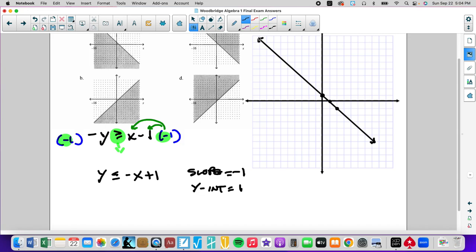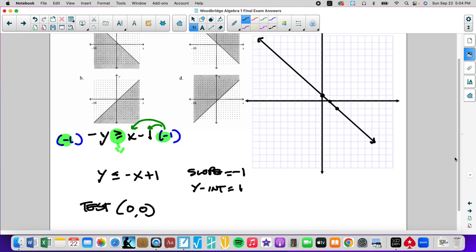I know this line is true. Any point on that line would give me a solution. So I need to figure out which side. If this point is true, then all of the points are true on this side. If this point is false, all of them are false, and this side is true. And I always shade the true. So we test a point. What's the easiest point on the coordinate plane to test? That would be 0, 0.